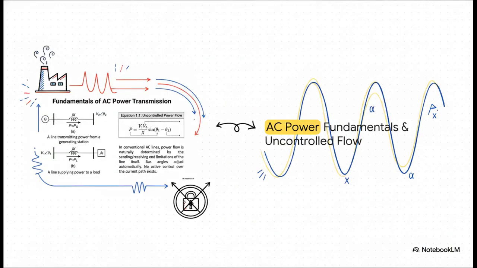On to Slide 2. Let's examine the fundamentals of AC power transmission. We have two diagrams here. Diagram A showing a generating station, and Diagram B supplying a load. In both cases, power flow is entirely at the mercy of the line's natural physical properties. Now let's meticulously derive equation 1.1. This equation proves that uncontrolled power flow is naturally determined by the voltage difference, the bus angles, and the natural reactance. Essentially, in conventional AC lines, you have zero active control over the current path. Bus angles just adjust automatically to load changes. You get exactly what physics gives you.